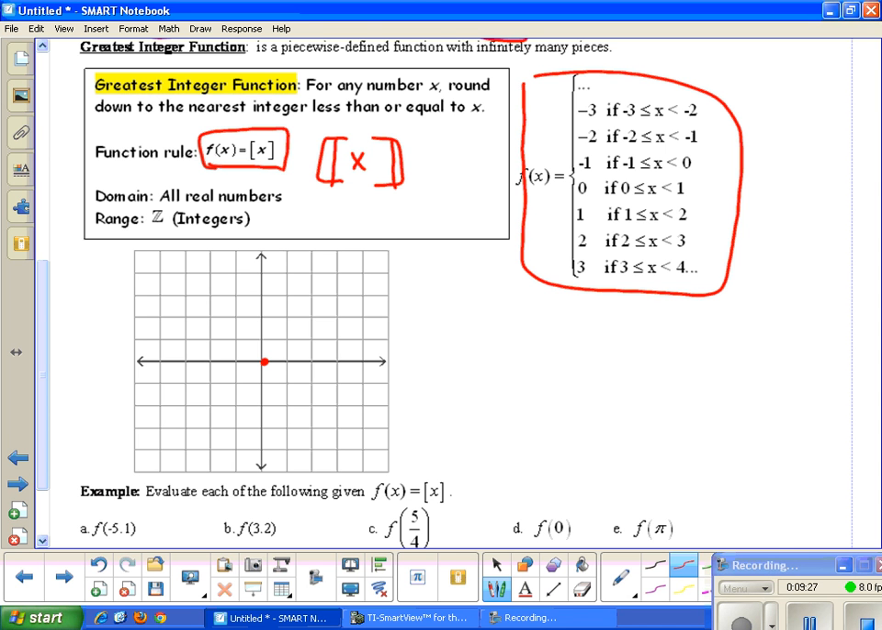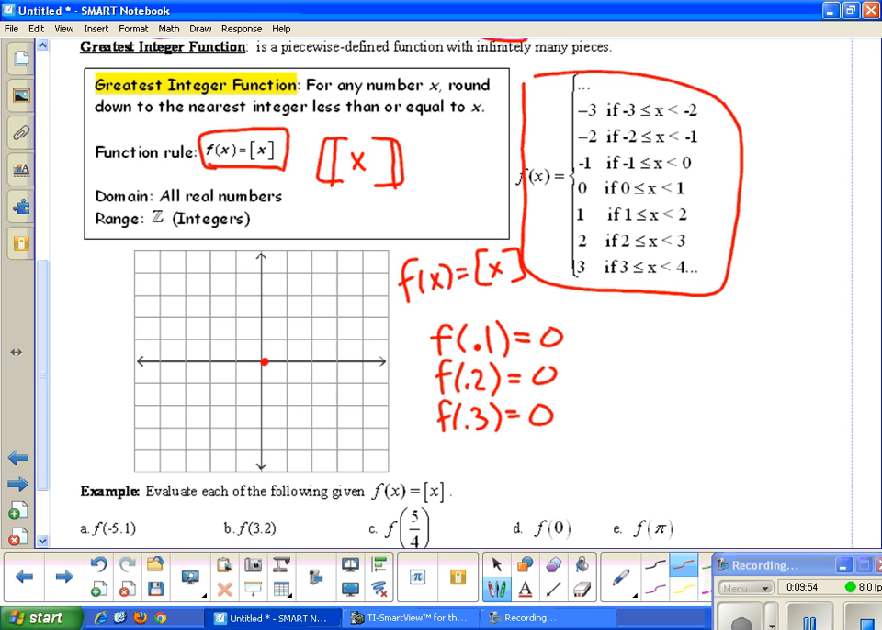If I do f of 0.1, then 0.1 rounds down to the nearest integer, so that would round down to 0 when I plug it into the greatest integer function. If I did f of 0.2 in the greatest integer function, so this is f of x is equal to this, that's what we're using. So 0.2 rounds down to 0. If I do f of 0.3, that also rounds down to 0. If I do f of 0.4, that rounds down to 0.